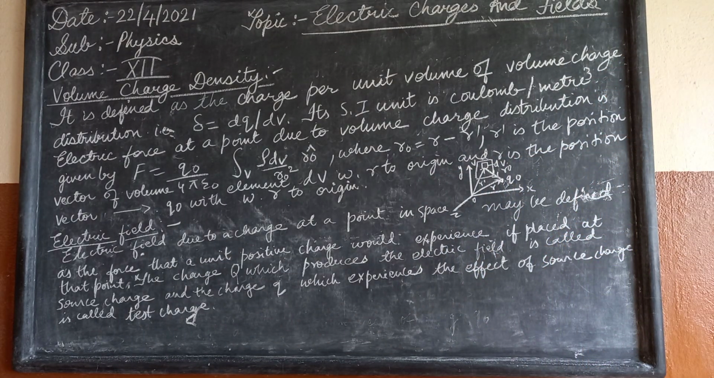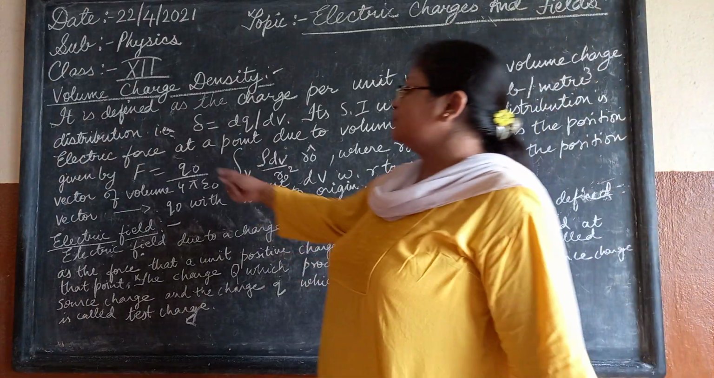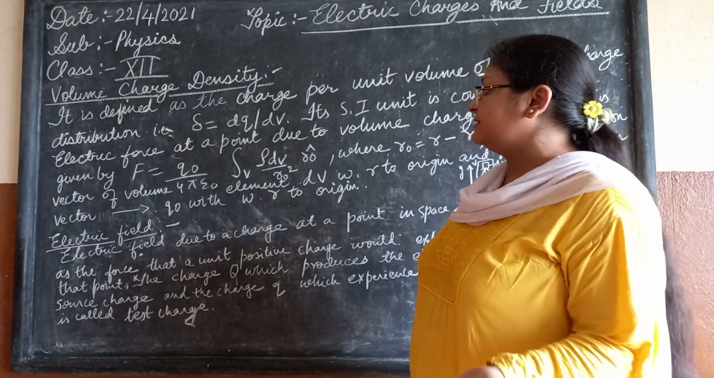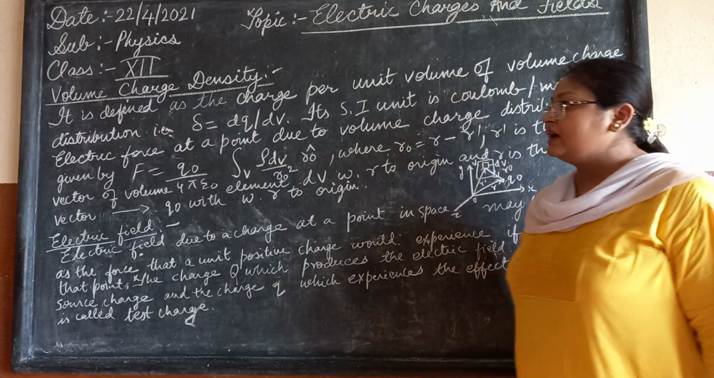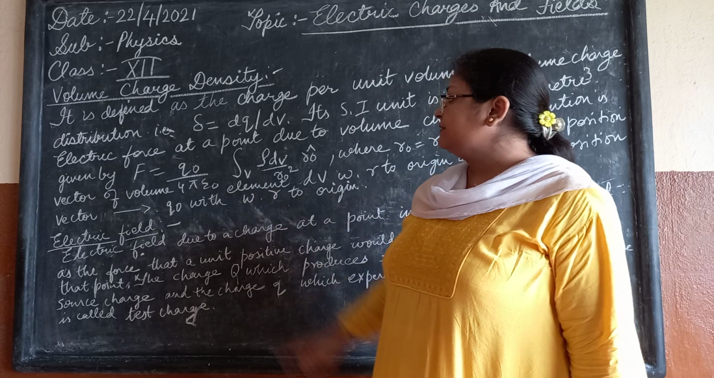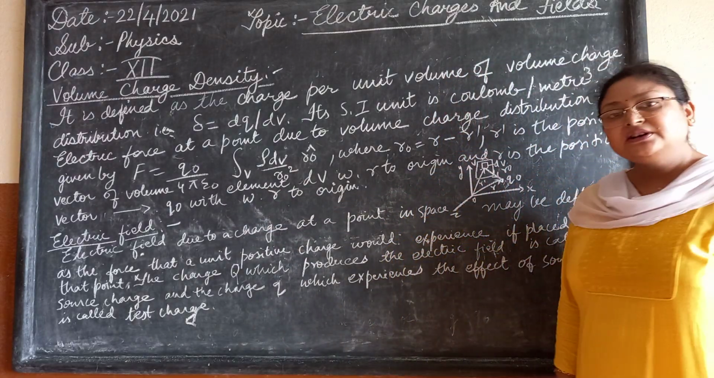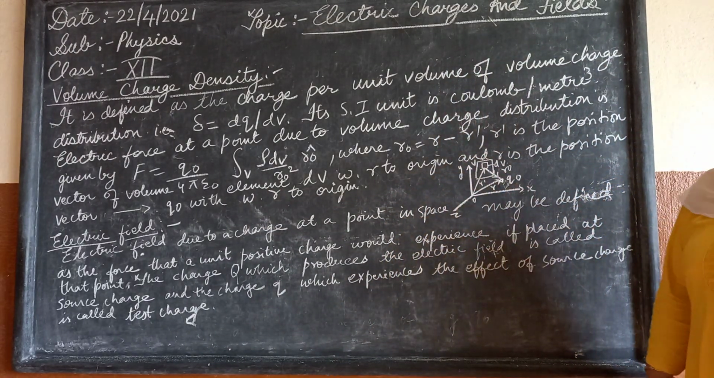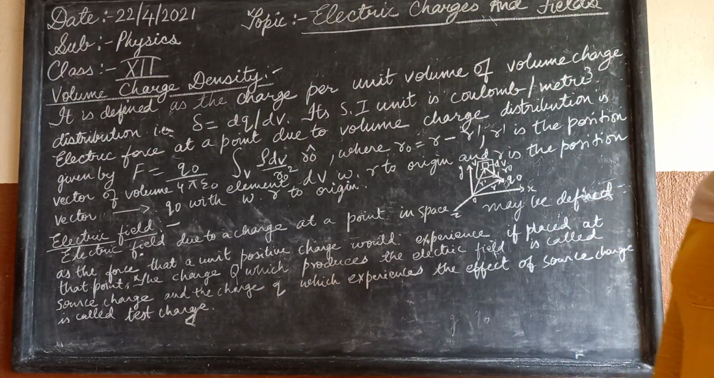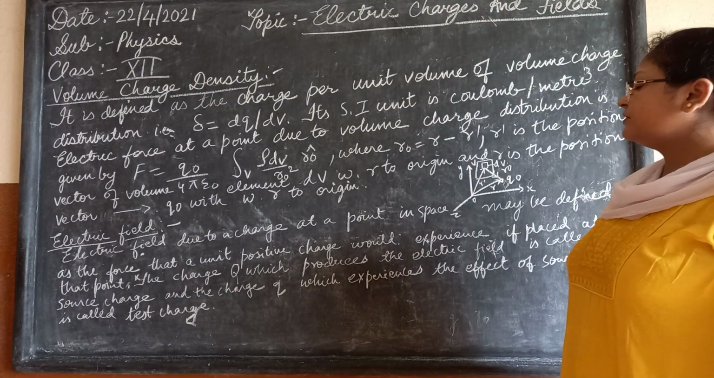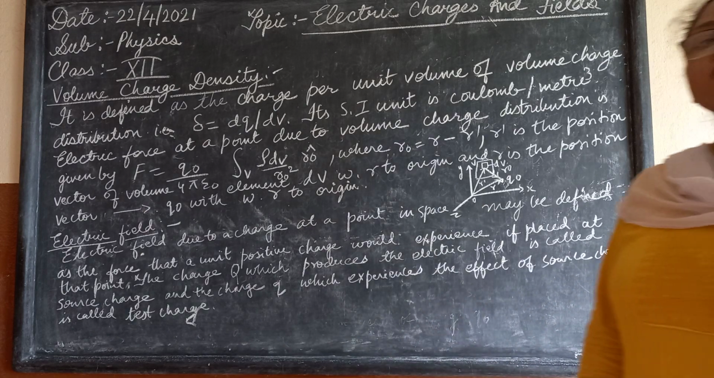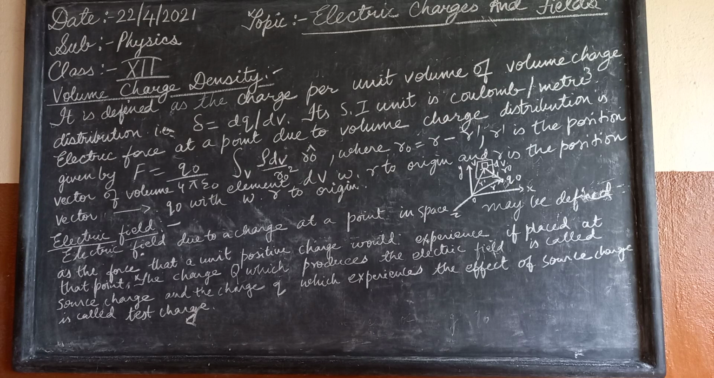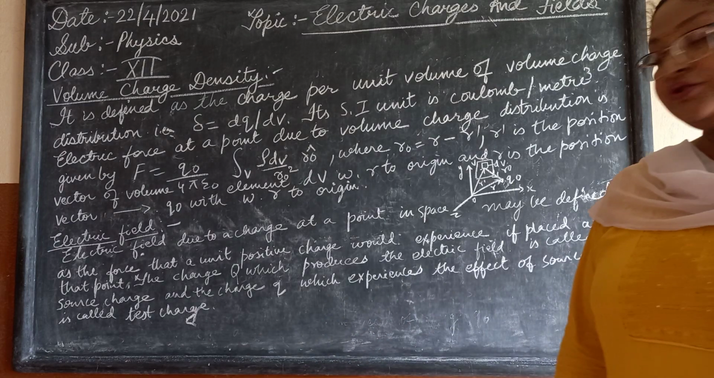As previously, we have taken q0 and the constant outside the integral sign, and the integral is now over V. Inside the integral we have rho dV upon r0 square into r0 cap, where r0 is equal to r minus r dash, and r dash is the position vector of the element dV with respect to the origin, and r is the position vector of q0 with respect to the origin itself.